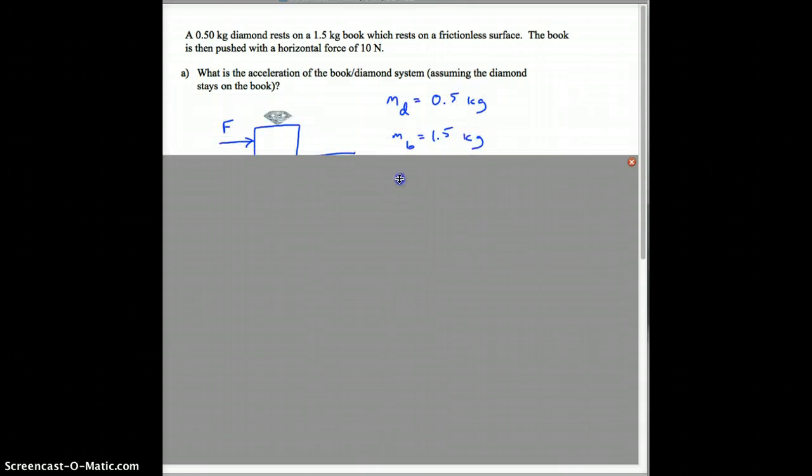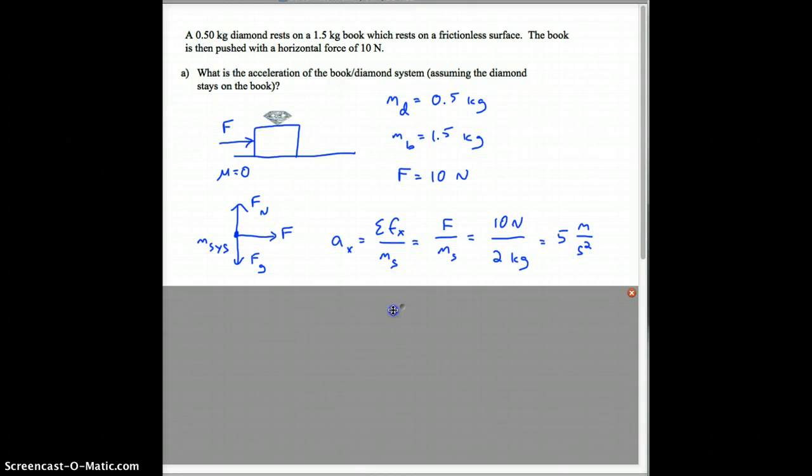Well, here is a sketch of what's going on. A force applied to the book with a diamond on it, frictionless, so mu equals 0. Here's a list of values over here. Here's a free body diagram of the system. I want the acceleration of the system, so I draw a free body diagram of the system.